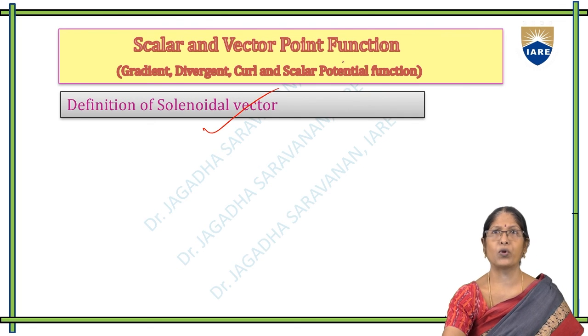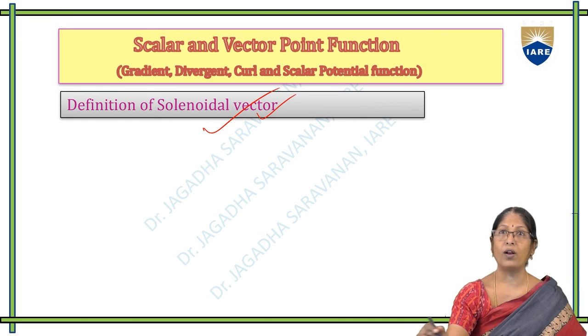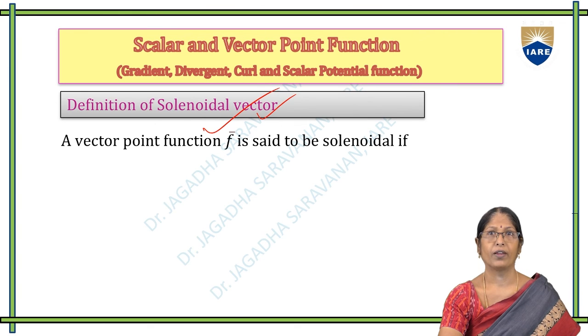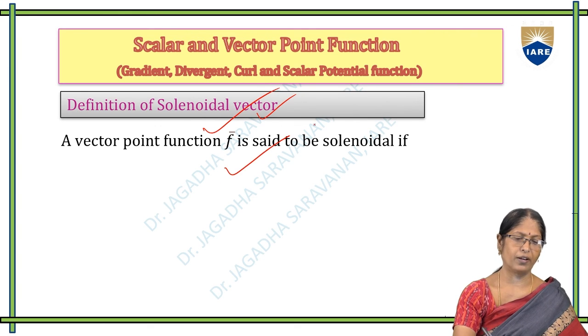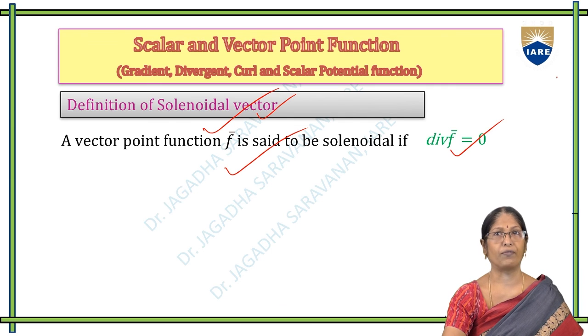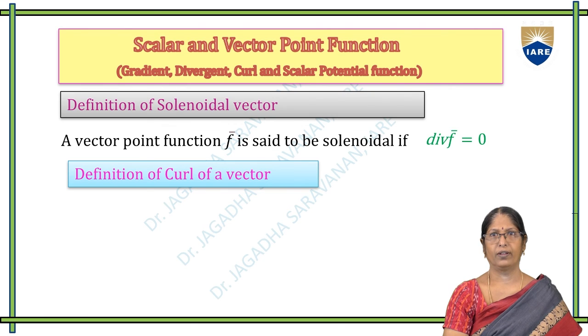The definition of solenoidal vector. Just now we discussed divergence. If the divergence is equal to 0, then we call that particular vector function solenoidal. Next, we can see here a vector point function f is said to be solenoidal if divergence f equals 0.